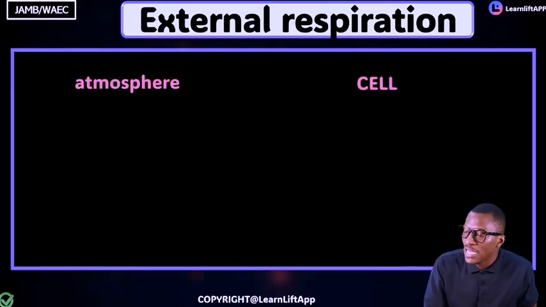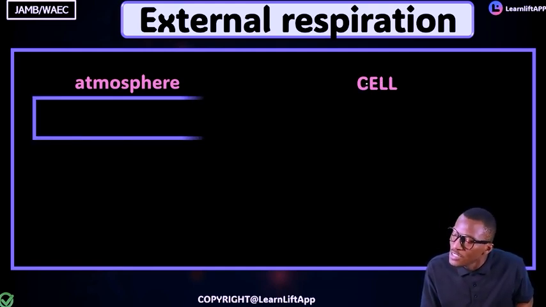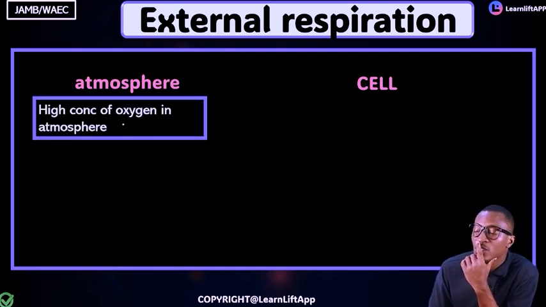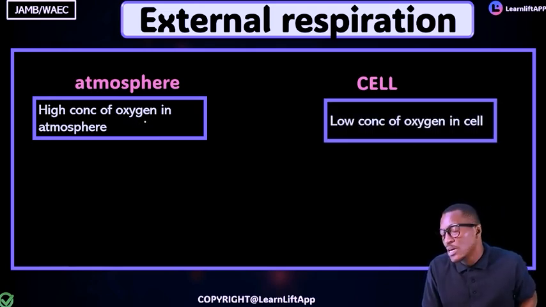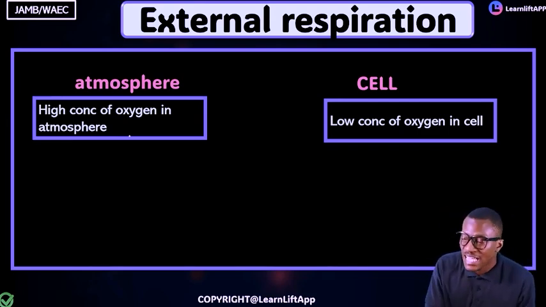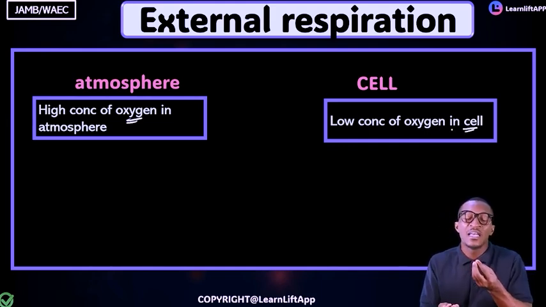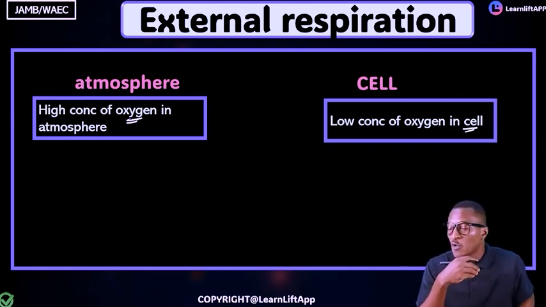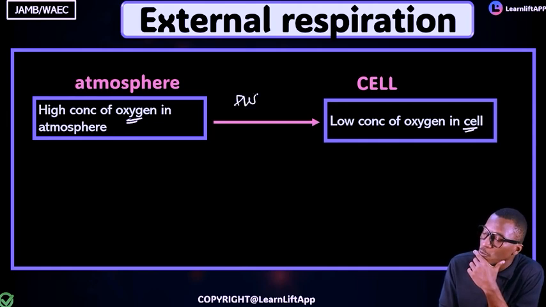Do you understand that? Now let me give you another diagram. Take note that this is the atmosphere and this is the cells. Here we have a high concentration of oxygen, and here a low concentration of oxygen. Anytime the atmosphere, that is the external environment, has a high concentration of oxygen and the cell has a low concentration of oxygen, what happens? Oxygen is going to flow in. There will be a flow of what? Oxygen. So let's name it here: flow of oxygen.